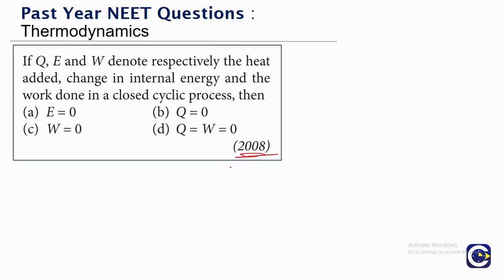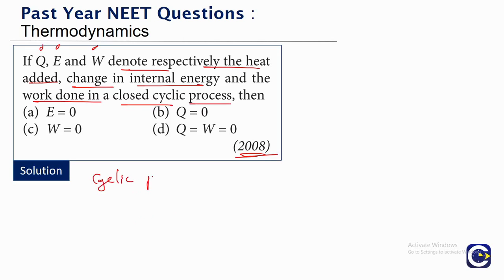This is another theoretical question based on the cyclic process. This is coming 2008. If Q, E, W denote respectively the heat added, change in the internal energy, and the work done in a closed cyclic process. So what are they talking about? They are saying it is a cyclic process. Cyclic process, what is the basic thing about the cyclic process? You will start from a point, you will go through a path.